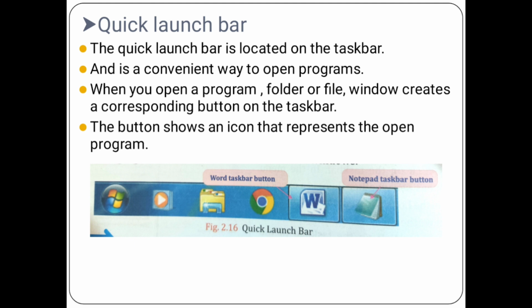When you open a program, folder or file, Windows creates a corresponding button on the taskbar. As you can see in the picture below, the Word taskbar button is highlighted, and the Notepad taskbar button is also highlighted. So these two programs are active in the computer. That's why they are highlighted. The button shows an icon that represents the open program, so this button is representing that these programs are open in the computer.